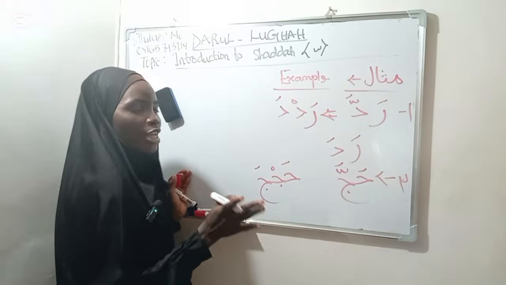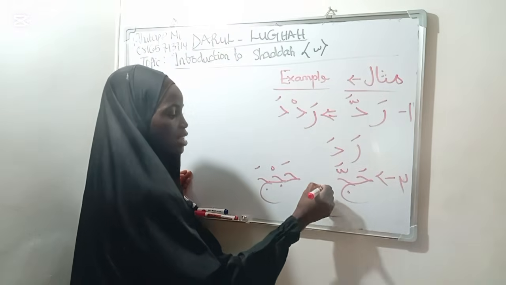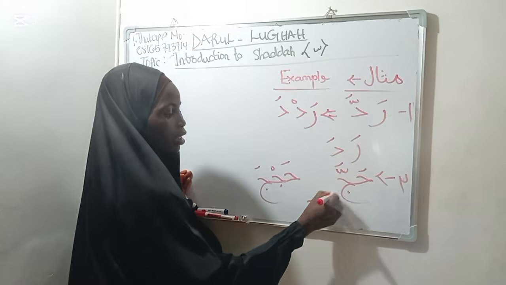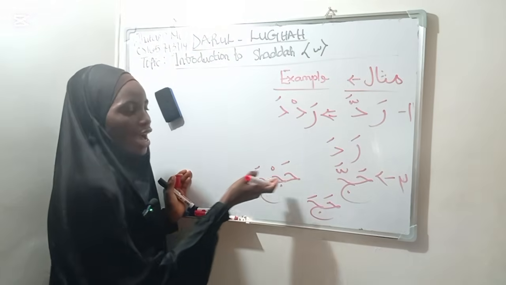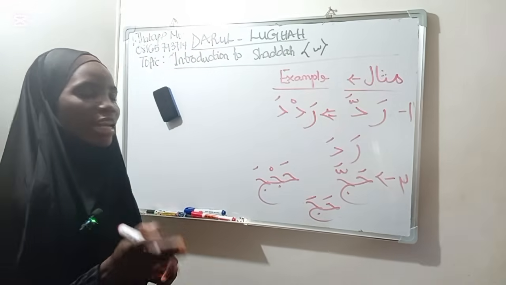Now I want to compare it to the one that does not have Shaddah. Now we have ha fatha ha, then jim fatha ja. We pronounce this as haja. There's a difference between haja and hajja.